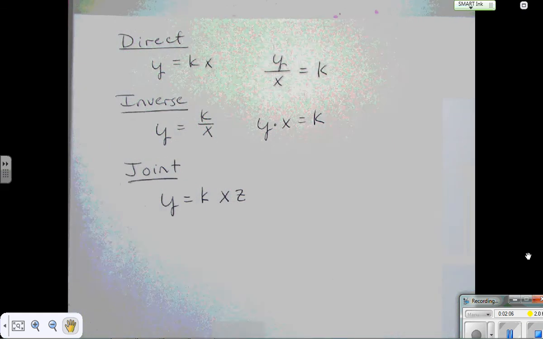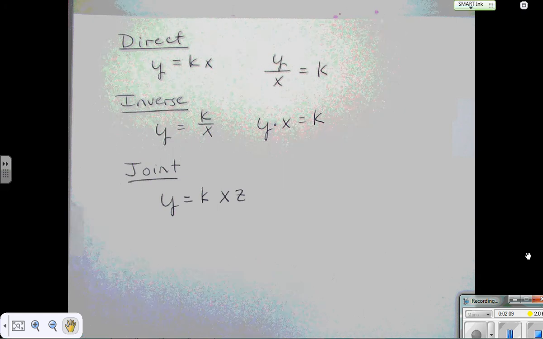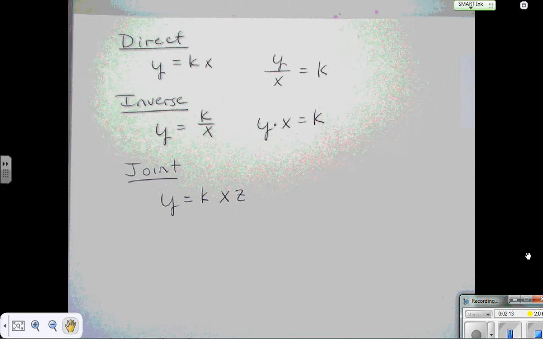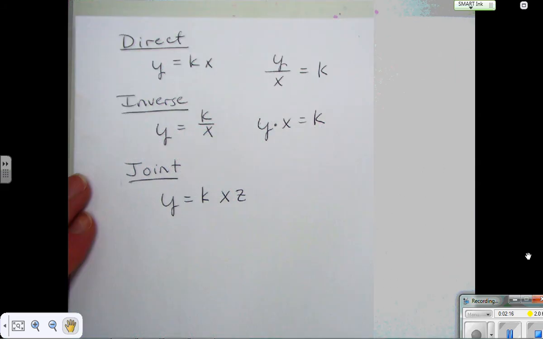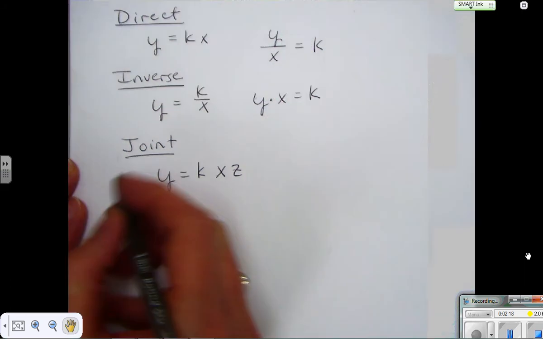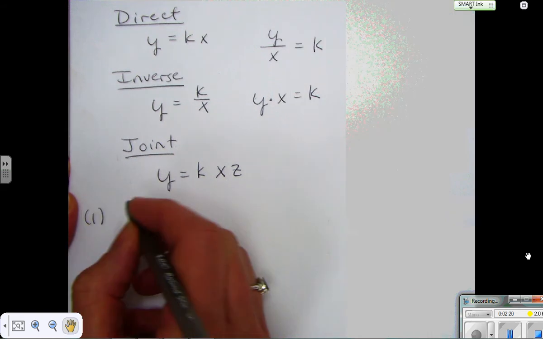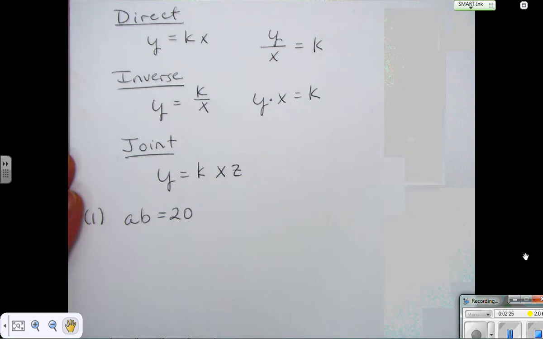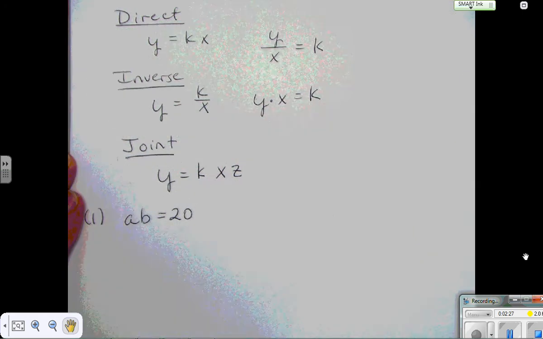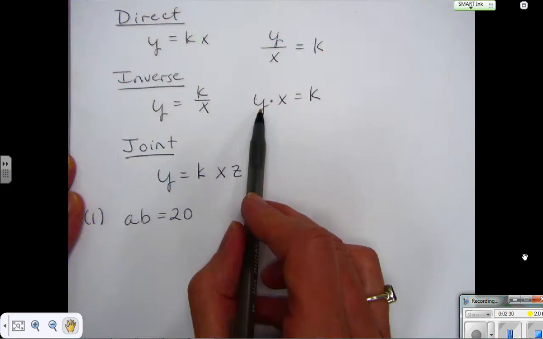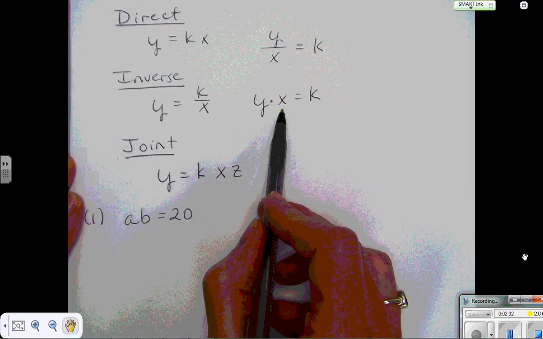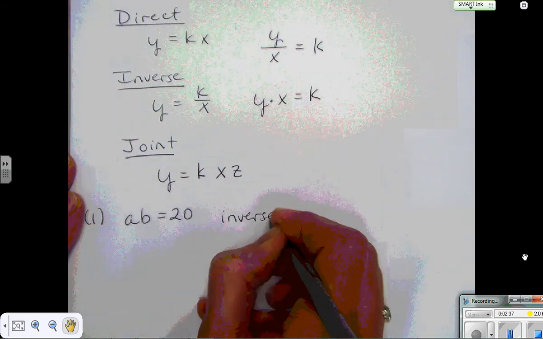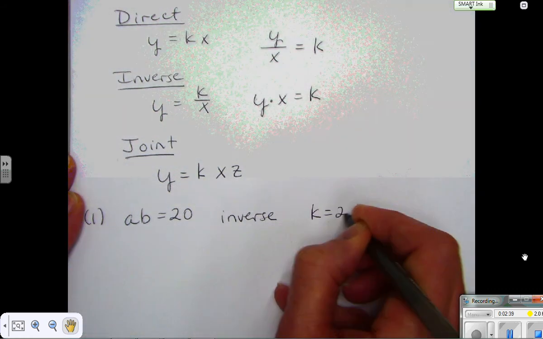All right, so the first part, we're just going to identify as direct, inverse, or joint, and we're also going to tell what the constant is. It doesn't have that part on your directions, but we're going to go ahead and include that. So on number 1, it's a times b equals 20. So the form that that is in is like the inverse, where your 2 variables are being multiplied together and it equals the constant. So this is an inverse variation, and the constant is 20.